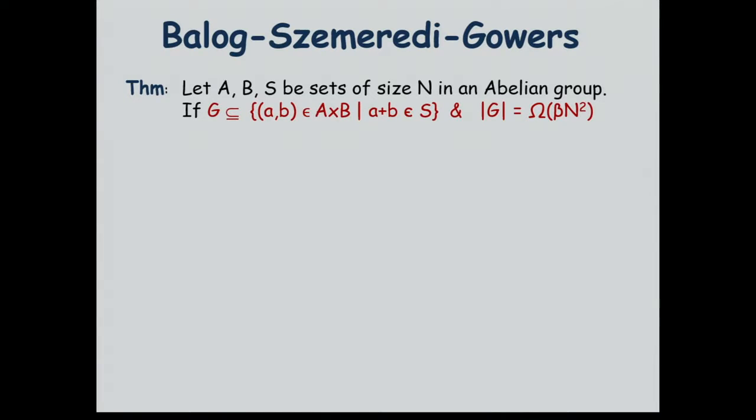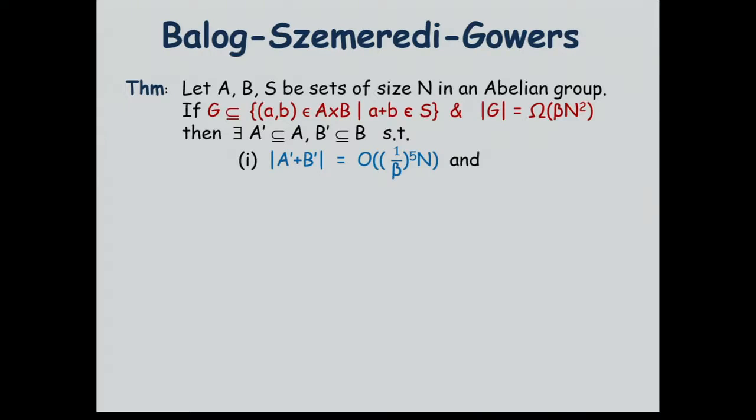If you have this set and it's quite big, so it's of size at least beta n squared, where beta is some parameter which you can choose, then there must exist subsets A prime of A and B prime of B such that, one, the Cartesian addition of A prime and B prime is actually not too big. But on the other hand, the Cartesian product of A prime and B prime, intersected with that G, is actually really big.